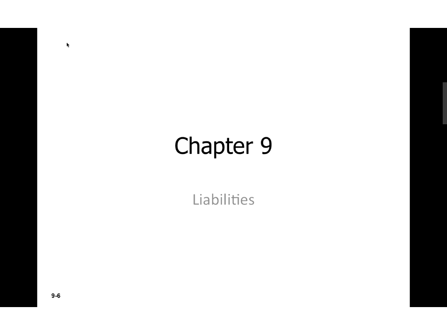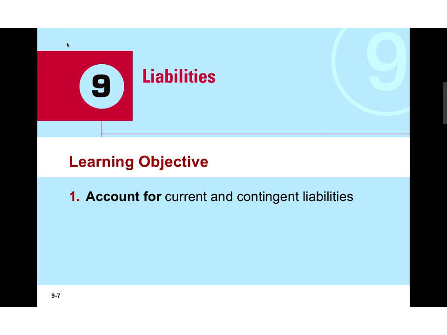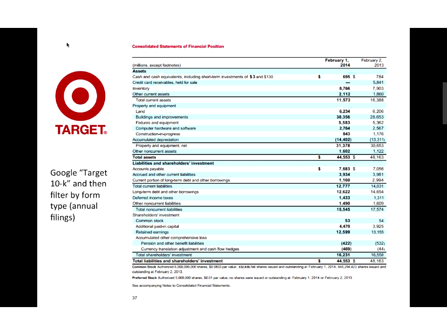Okay, so with that, we're going to start liabilities. We're going to cover Learning Objective 1, which is accounting for current and contingent liabilities. And I'm going to talk about Target right now, about their financial statements. You don't need to memorize anything about Target I say today. I'm using it as an example.